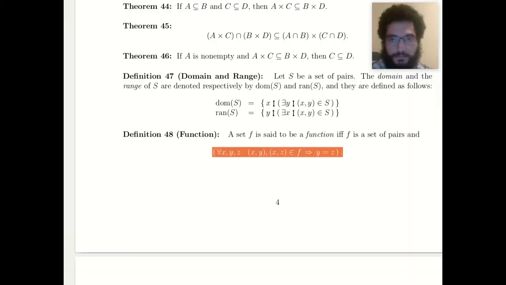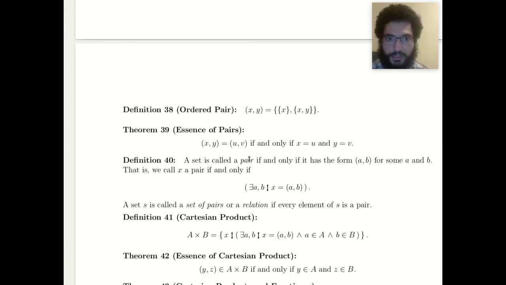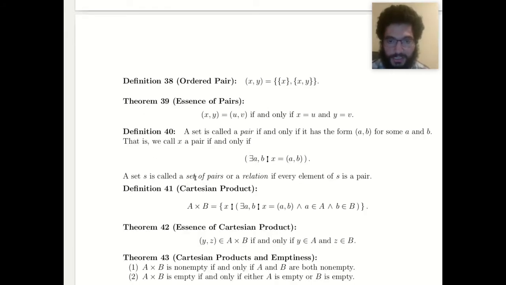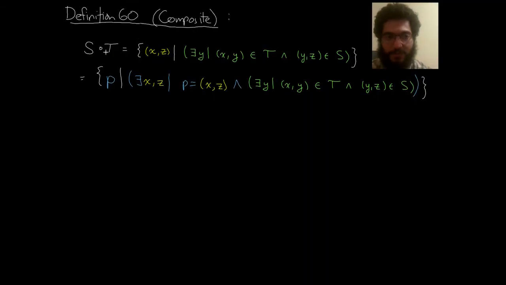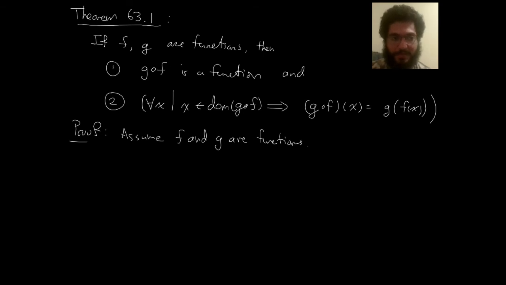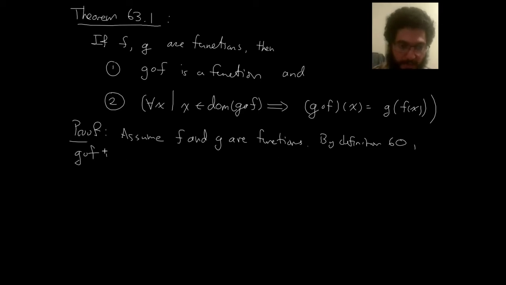If I strictly follow the definition of being a set of pairs, then probably there's a lot of talking involved in trying to show how this definition leads to technically, formally, that I'm looking at a set of pairs. But I'm going to skip it just because it's not the most important thing to focus on, but one could fill in those details. So I'm going to say by definition 60, by the definition of composition, g composed with f is a set of pairs.